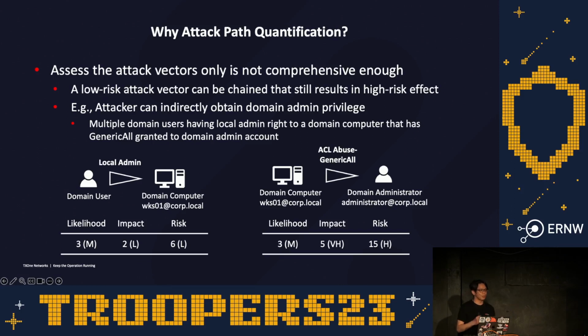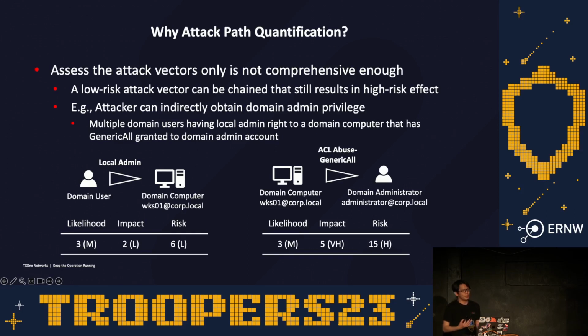Here on the bottom left, we have local admin attack vectors. Because it's just a regular domain computer, we have the impact of 2, followed by the likelihood of 3. And therefore, we have a low risk local admin attack vector in this example. And it just happened that this domain computer, workstation 01, is one of the accounts granting the ACL GenericAll to the domain administrator account. So here we're seeing a low risk attack vector can be chained and still result in a high risk effect.